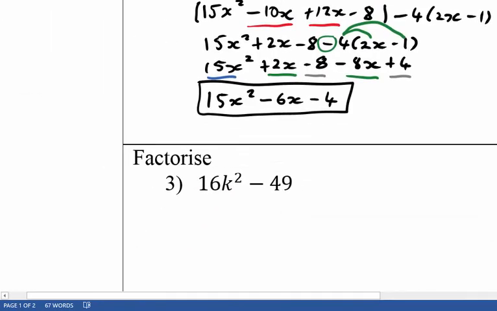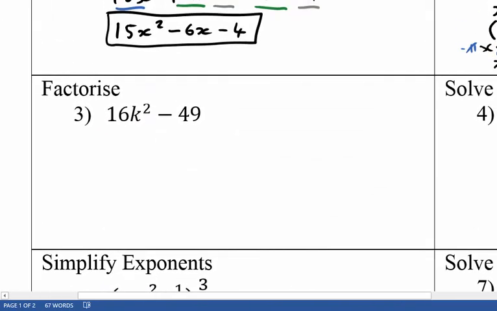Okay, on to question 3. Question 3 asks me to factorise this. Now normally when we see factorising, we think of things like that. So we've got an x squared and then an x and then a 2, and that's a very common format. When you see one like this, this is kind of the other format. It's not as common, but it is still around.